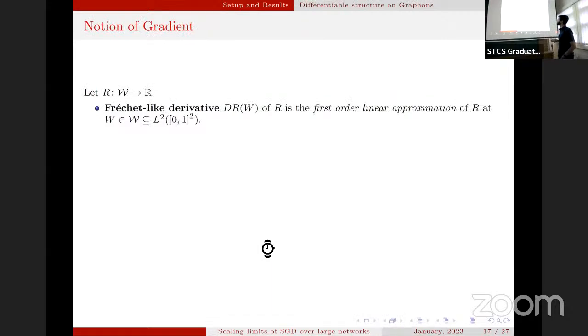So what's the notion of gradient? Say you have a function R that takes a kernel and gives you a real number. Our notion of gradient is what we call a Frechet-like derivative, sorry for the abuse of notation. dR(W), the Frechet-like derivative of R evaluated at the kernel W, is nothing but the first order linear approximation of the function if you view the kernel as an element in L2. L2 has its inner product structure, so you can extract the Frechet derivative, up to some boundary conditions. That is an L infinity function, so to say. That is a notion of gradient.